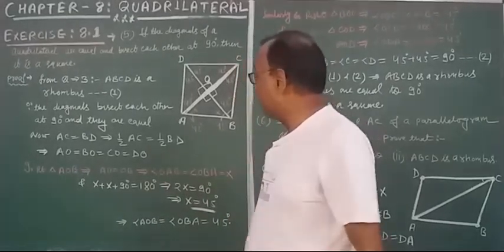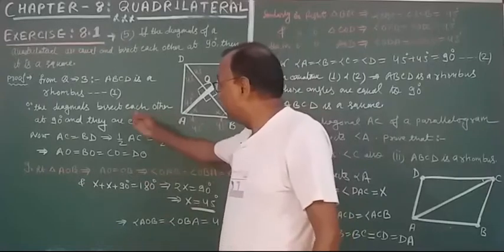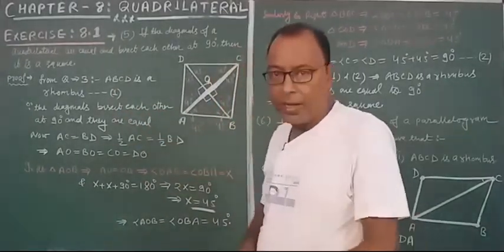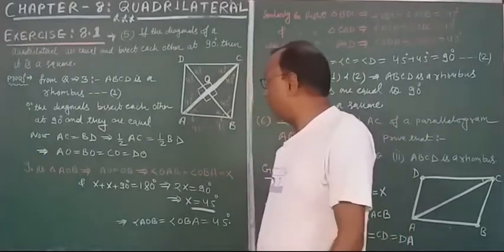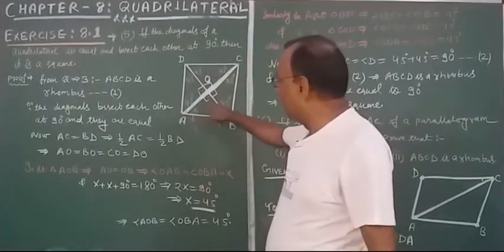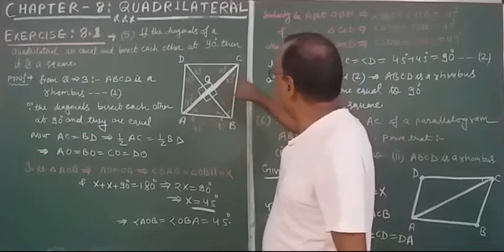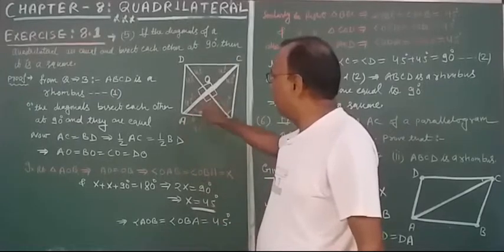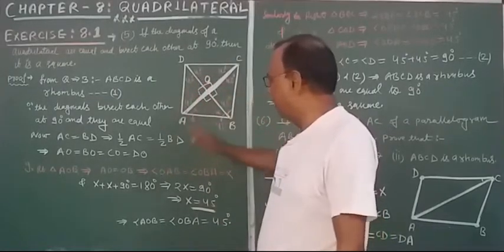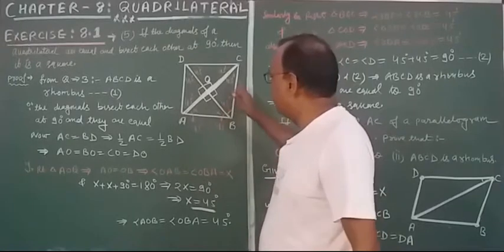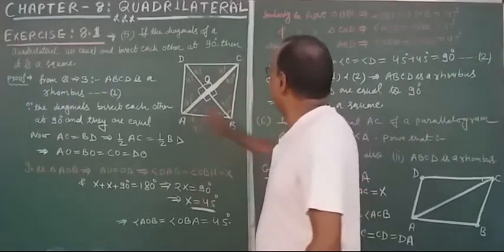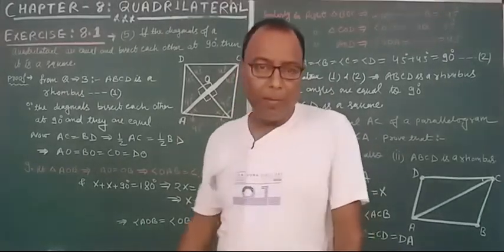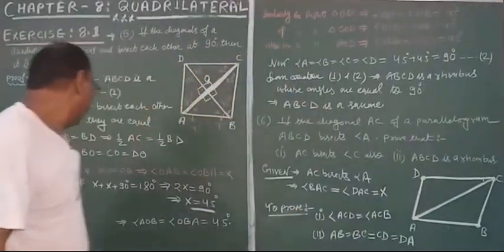And another thing is given there, they bisect each other at 90 degree. Therefore, all these angles, which one? Angle AOB is equal to BOC, angle COD is equal to angle AOD or DOA. All these angles will be equal to 90 degree. Is it okay?